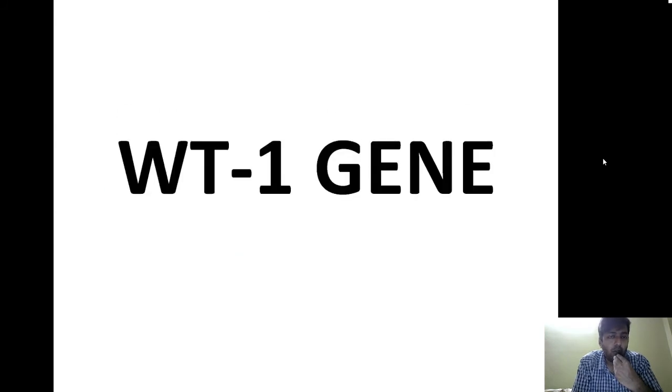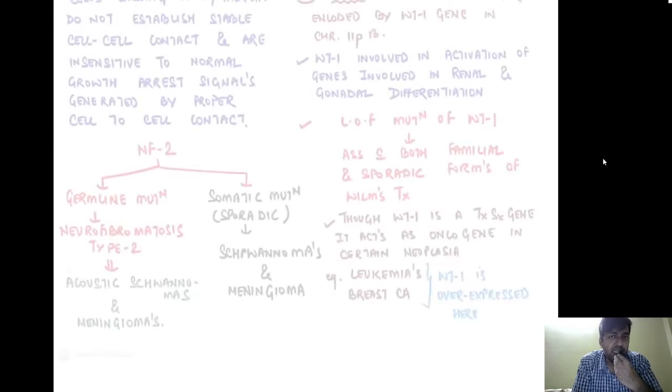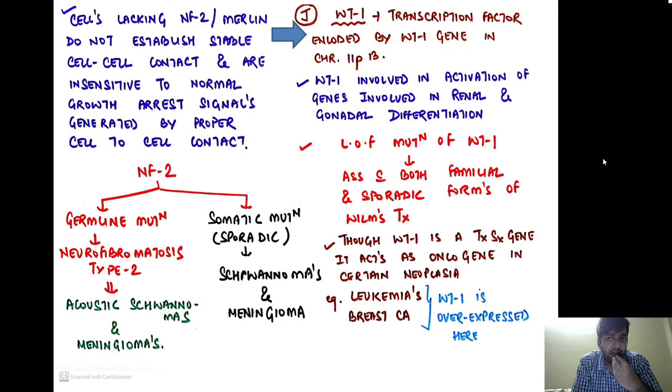Okay, now we are going to read about the WT1 gene. This WT1 gene is basically a transcription factor which is encoded by the WT1 gene present in chromosome 11p13. It is involved in activation of the genes involved in renal and gonadal differentiation. So loss of function mutation of the WT1 gene is associated with both familial as well as the sporadic forms of Wilms tumor.